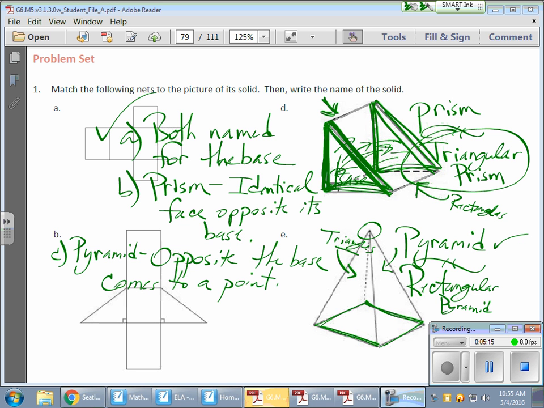Okay, and you can have all kinds of prisms and pyramids. If this particular prism had a base of a rectangle, it would be a rectangular prism. If it had a base of a pentagon, it would be a pentagon prism, and so on.